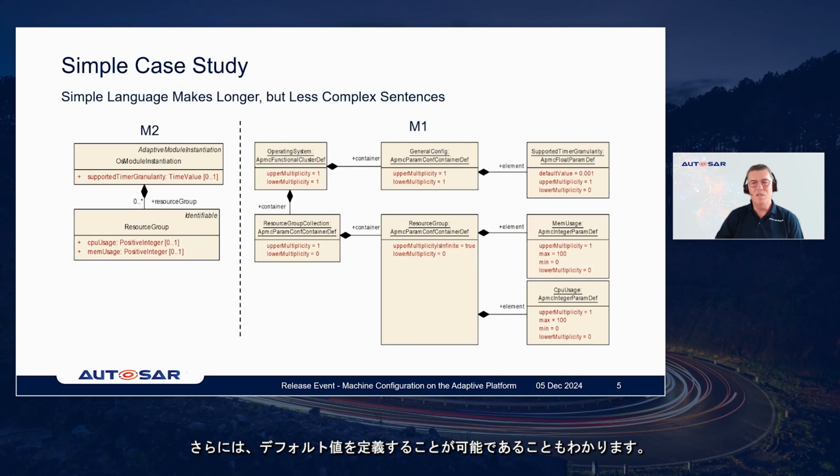And here we see it is possible to define a default value, and it is also possible to define a range of values, an allowed range of values, which is not possible here. So in the end, although these two models basically represent the same functionality, this one is even more powerful because it addresses the needs of people working with target configuration models in the field.